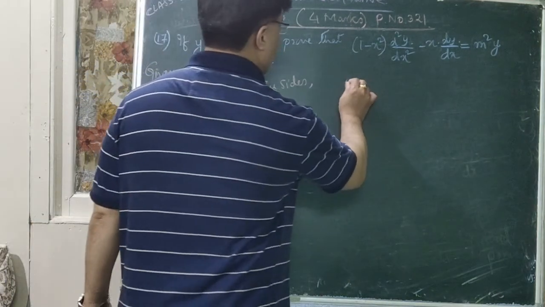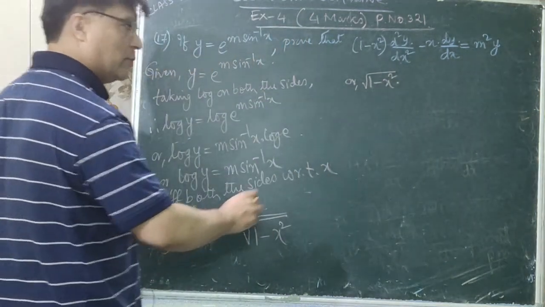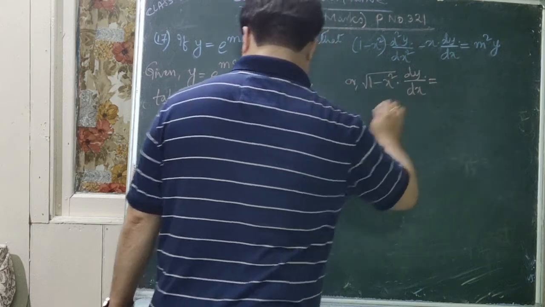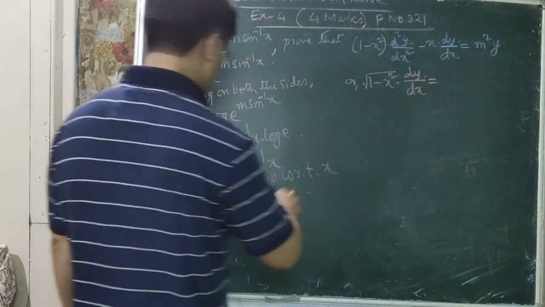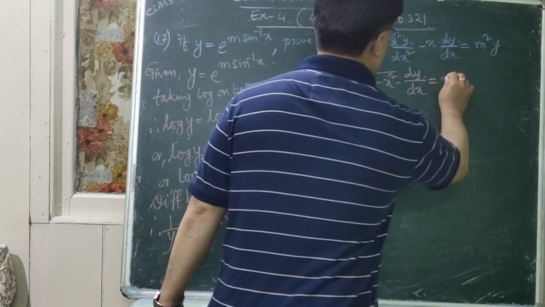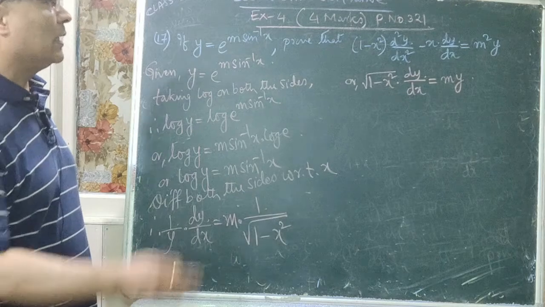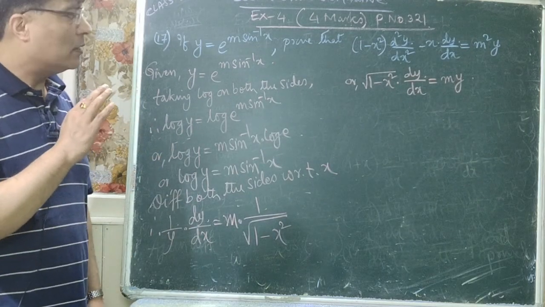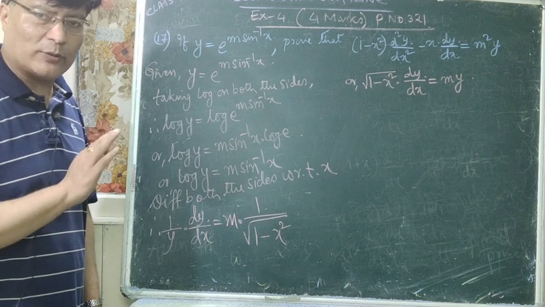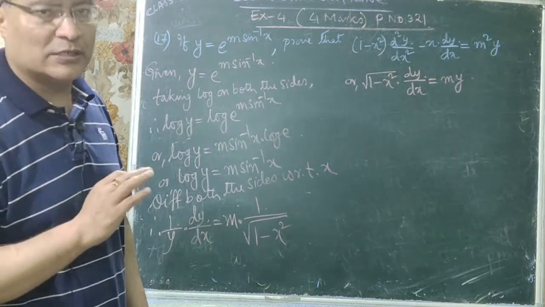So what do we get? Root over 1 minus x square into dy by dx is equal to m y. Now in order to differentiate it, let us square both the sides so that the square root will be removed and it will be easier for you to differentiate.